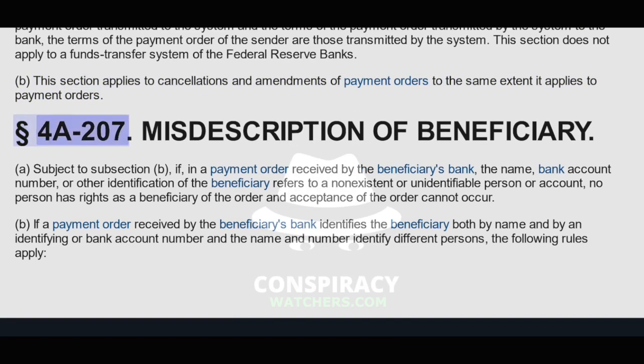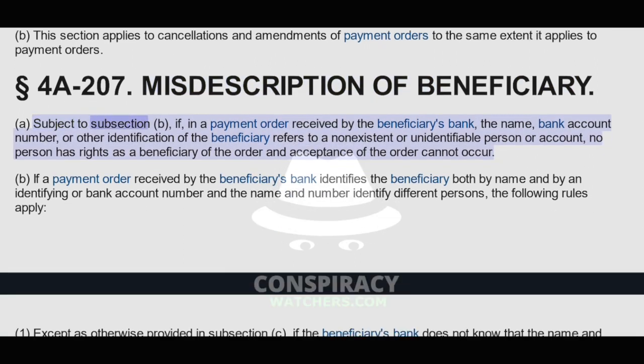Section 4A207. Misdescription of beneficiary. Subject to subsection, if, in a payment order received by the beneficiary's bank, the name, bank account number, or other identification of the beneficiary refers to a non-existent or unidentifiable person or account, no person has rights as a beneficiary of the order and acceptance of the order cannot occur.